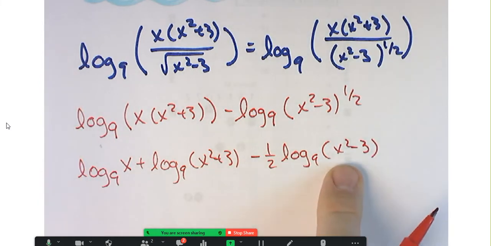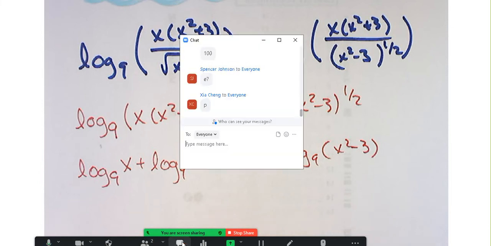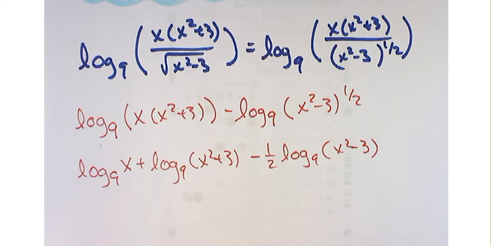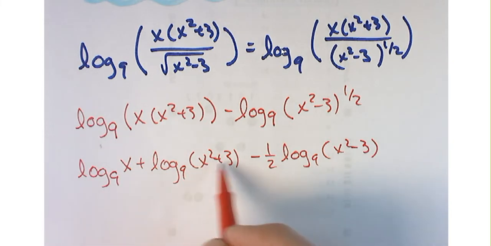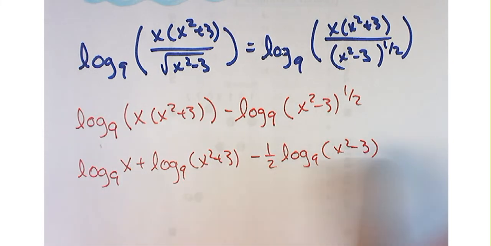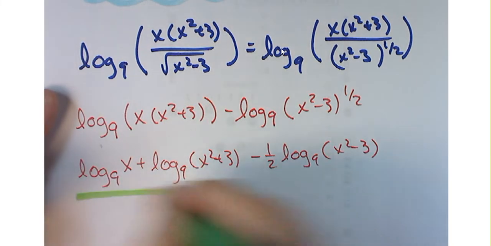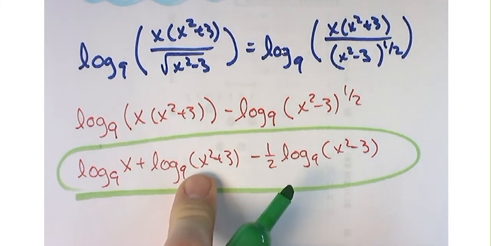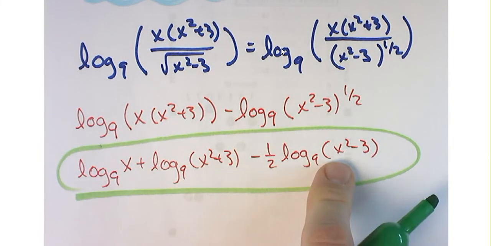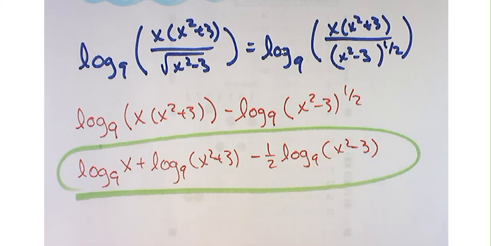Can I do any more work with that last term there? Log of x squared minus 3, or perhaps do some work with this one, log base 9 of x squared plus 3. Is there anything else I can do with either of these terms? That's it. There's no rule that allows you to take and split up the log of a sum. Likewise, there's no rule that allows you to split up the log of a difference. You're done. Done with that one.